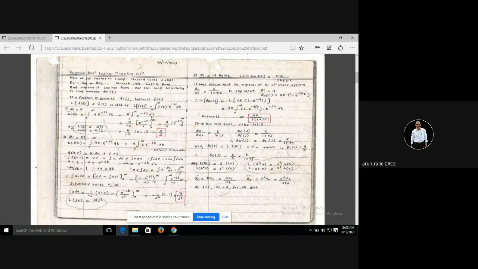Now what will be the integration of e raised to minus st? The integration of e raised to x is nothing but e raised to x upon the derivative of x. So the integration of e raised to minus st dt will be e raised to minus st, divided by the derivative of minus st with respect to time, which is minus s.